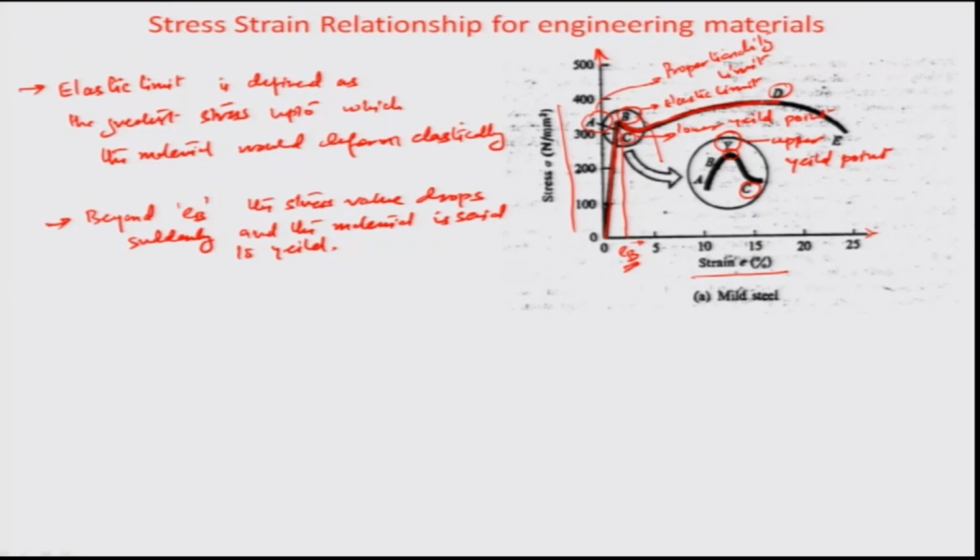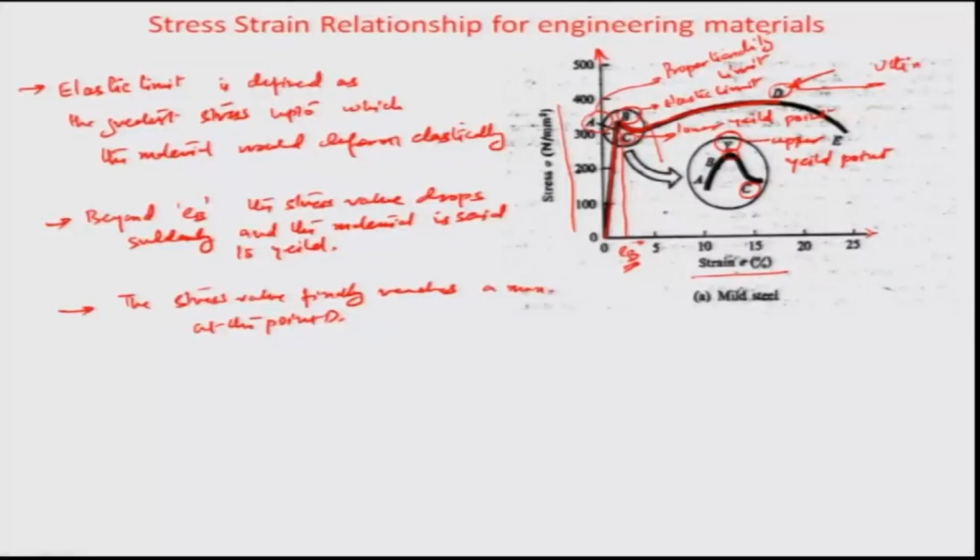So, the stress value finally reaches a maximum at the point D, as you can see, this point right here, and this value is known as really the ultimate limit of the stress beyond which the material can hold no longer the additional forces, and it would get deformed, or it will start necking or fracturing beyond the point D. So, we call this D the ultimate tensile stress.